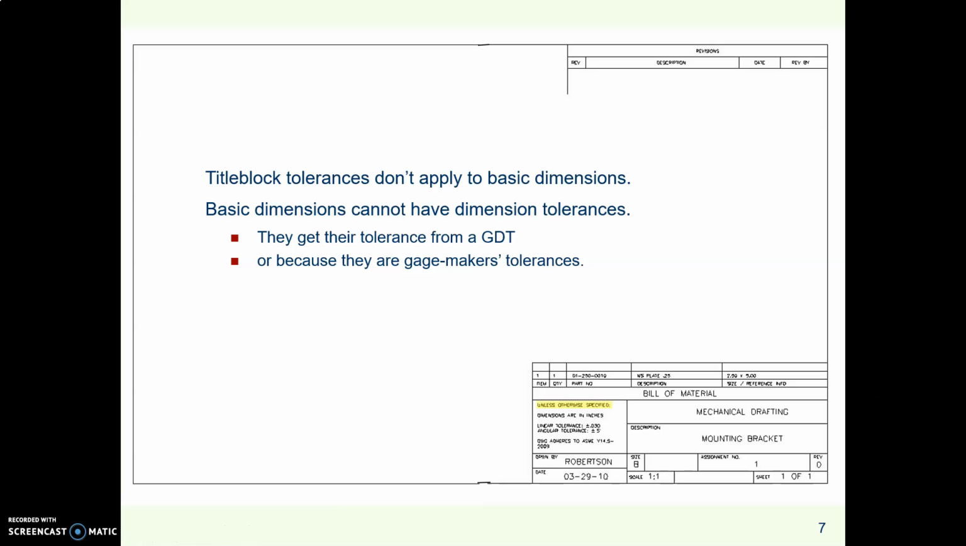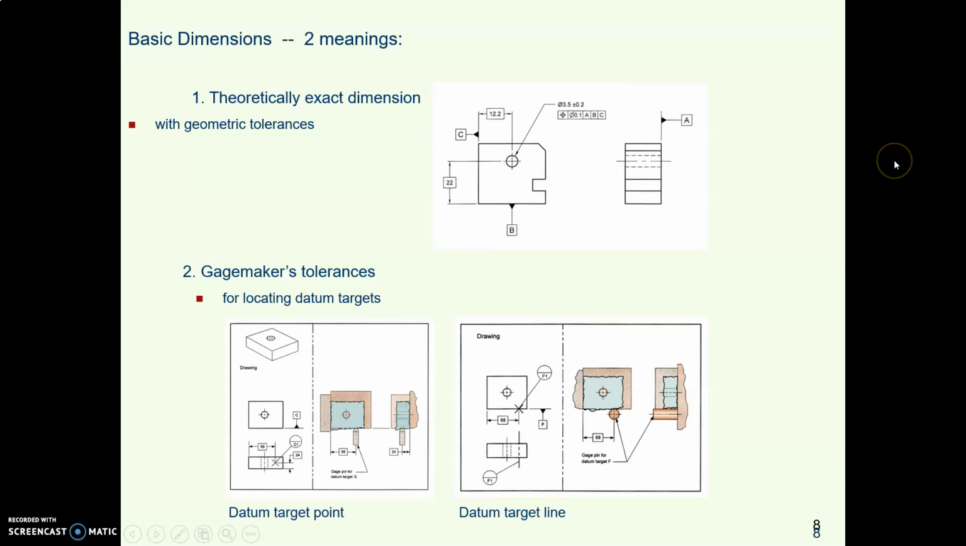So if you have basic dimensions, these title block tolerances don't apply to them. Basic dimensions are theoretically perfect. They cannot have tolerances. They get their tolerance from whatever the geometric tolerance is. The basic dimension and the geometric tolerance travel in pairs. Basic dimension and geometric tolerance travel in pairs.